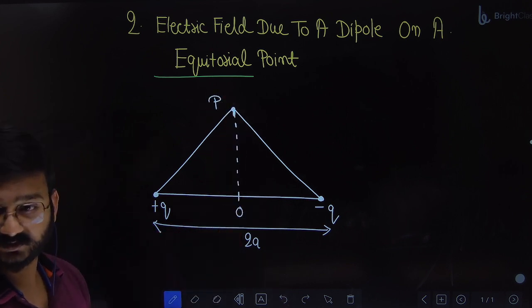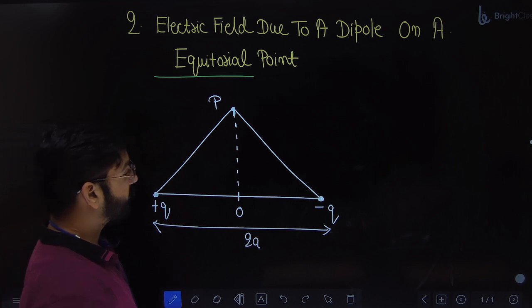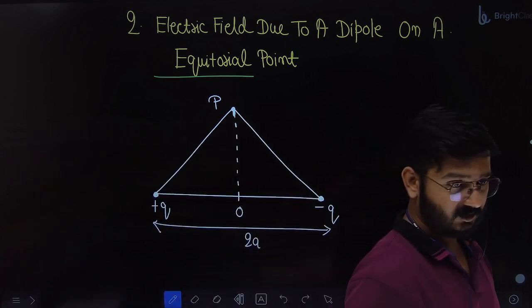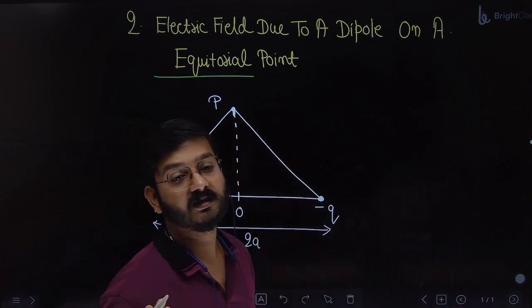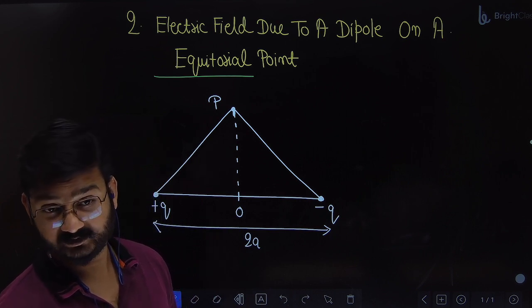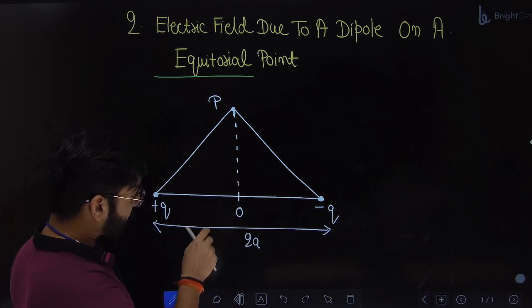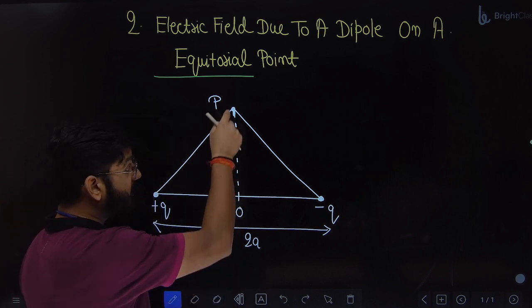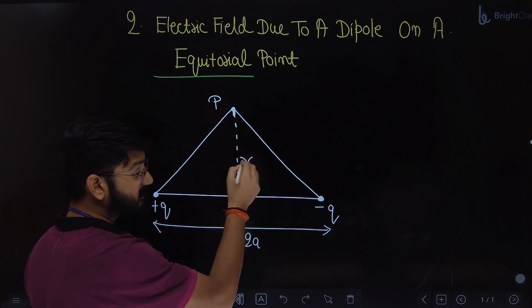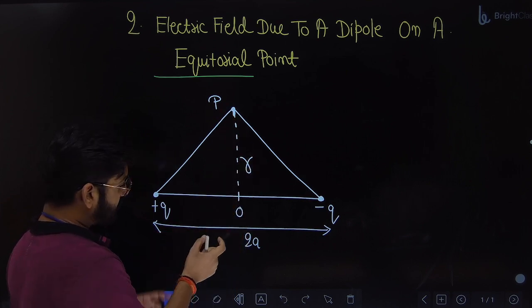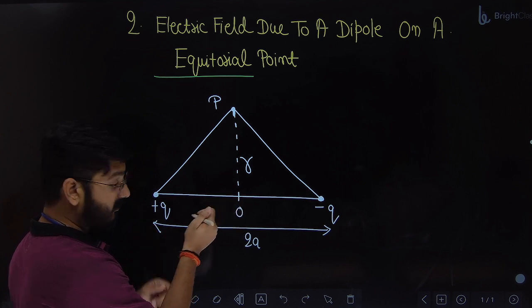Any problem in drawing the figure? So we take the distance of the point P from where? From the center of the dipole. That's what we discussed in the last one. So from the center of the dipole to the point P, what should be the distance? R. This distance will be how much? A.